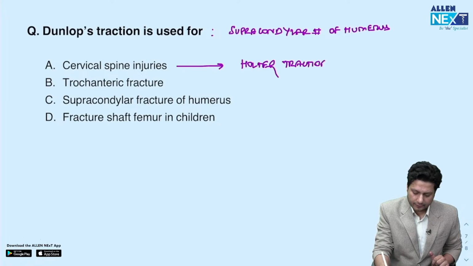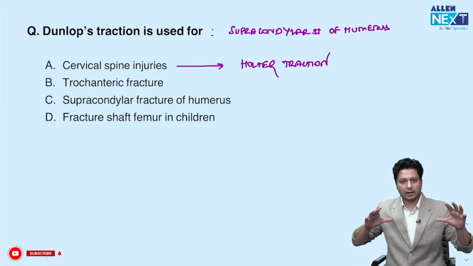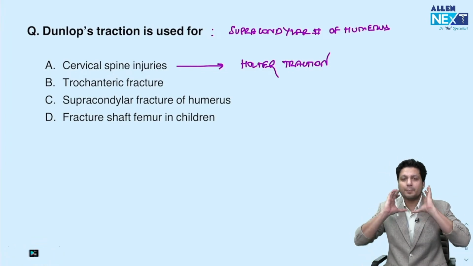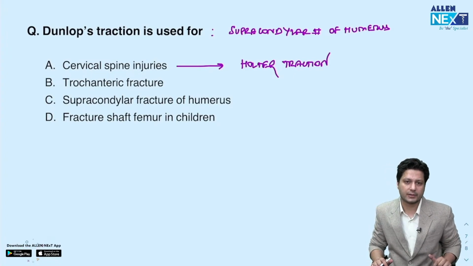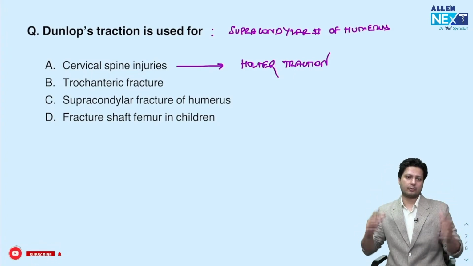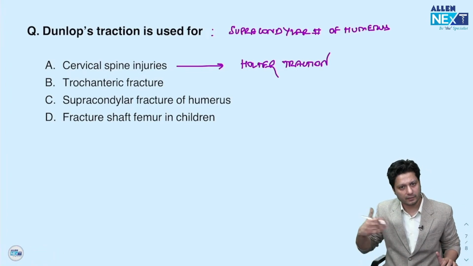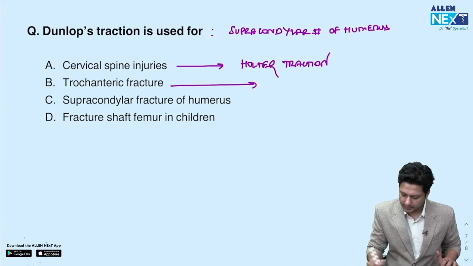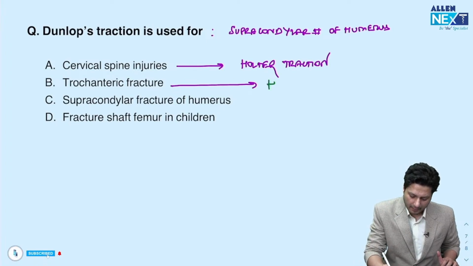Halter traction is given for cervical spine injuries, although Crutchfield tongs can also be provided for cervical traction. Stability is provided by the Philadelphia collar in case of cervical injuries, and Halter traction can also be provided. So the name of the traction system used in cervical injuries is the Halter traction. As far as trochanteric fractures are concerned, the name of the traction system is Hamilton-Russell traction.